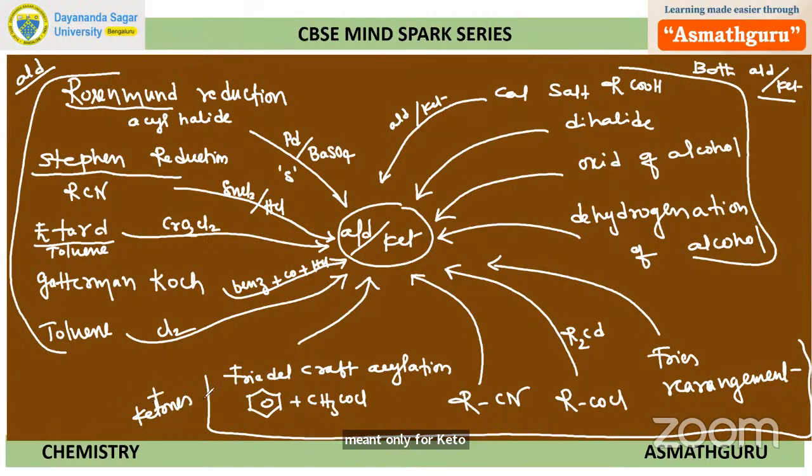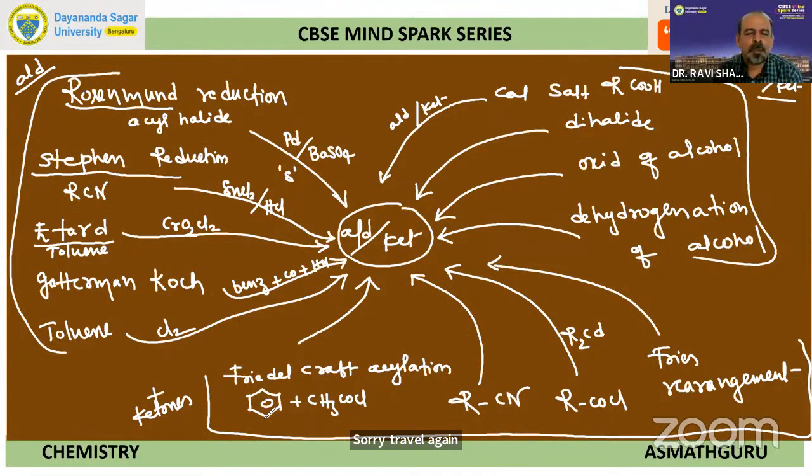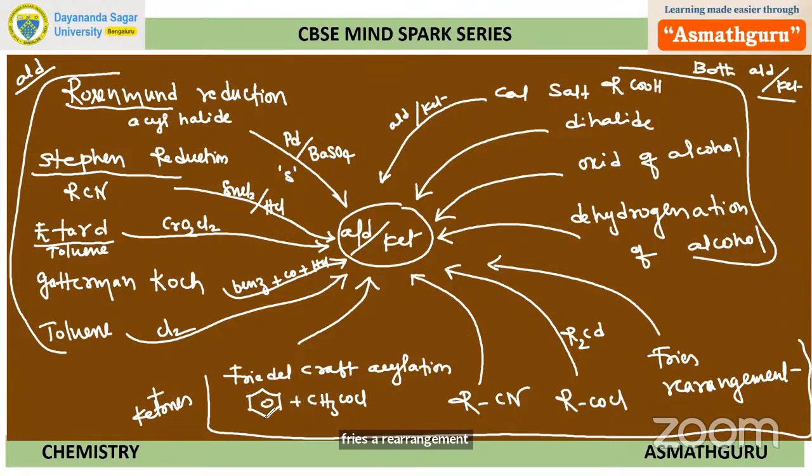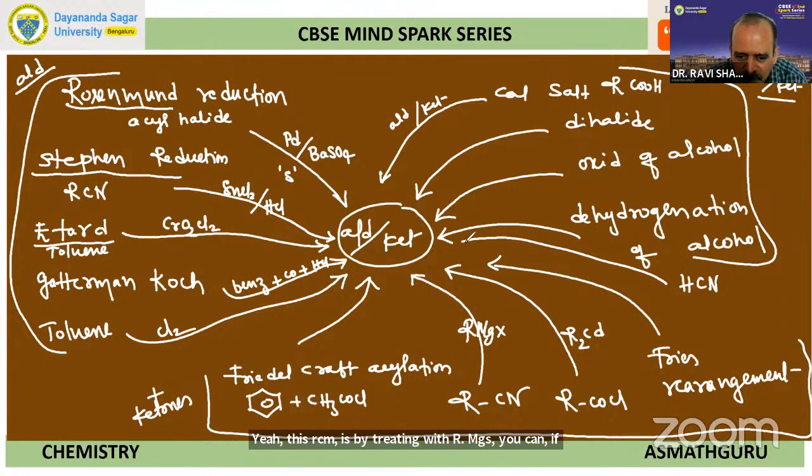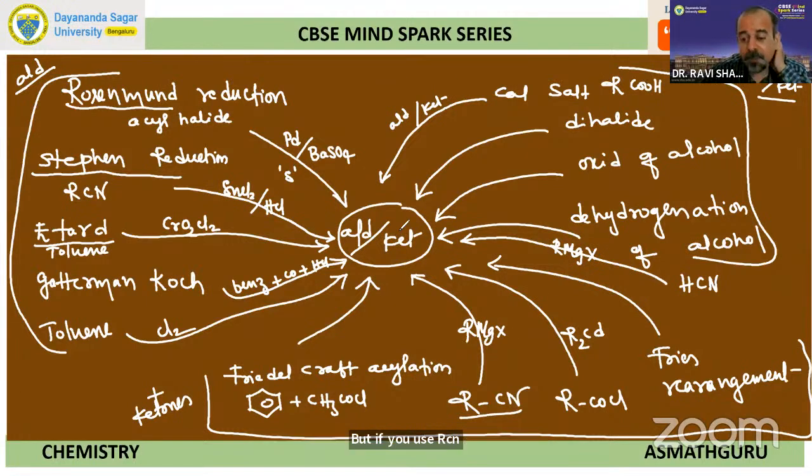Sorry to trouble again. That Fries rearrangement, I told you, phenyl esters. I'll show you. This RCN is treated with RMgX. If you use HCN and RMgX, you get RCHO. But if you use RCN, alkyl cyanide, and a Grignard reagent, you get ketones.